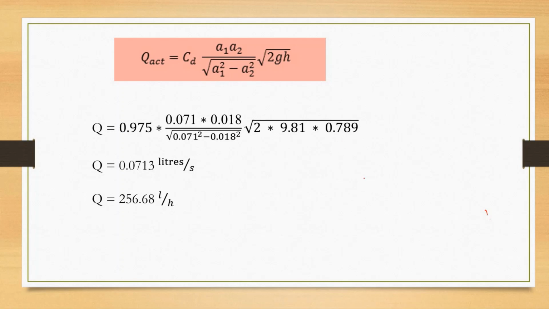Now applying all these values, you will get the answer in liters per second. In order to convert it into liters per hour, we will multiply it with 3600. So 0.0713 into 60 into 60 will be 256.68. So this is the discharge in liters per hour. I hope it is clear. It is just the application of this equation, and you know how to calculate the value of H. Now we will move to the next question.